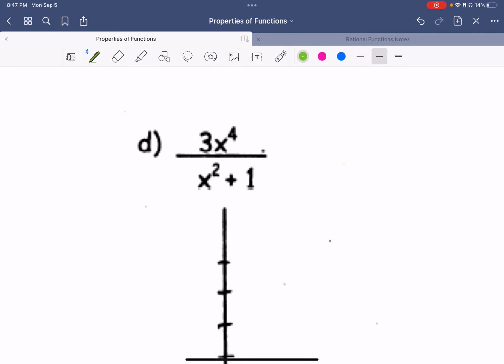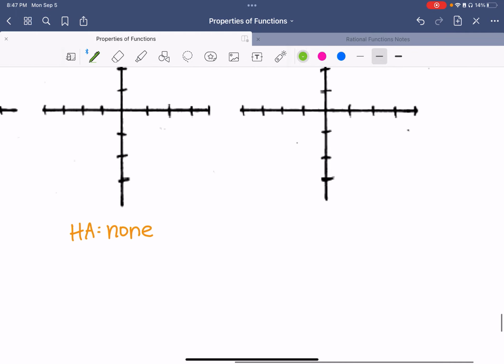Okay, let's compare the last one. We got x to the power of 4 versus x squared. So the power of 4 is bigger on the top, so this one also has no horizontal asymptote.